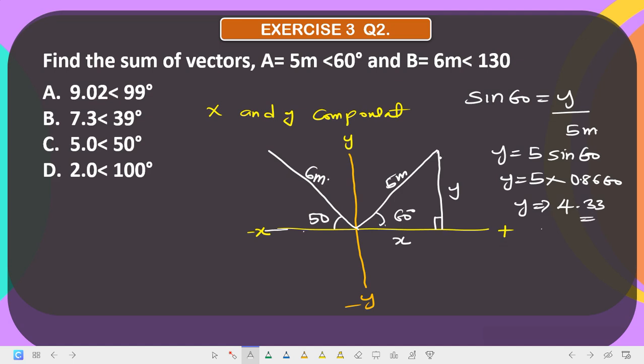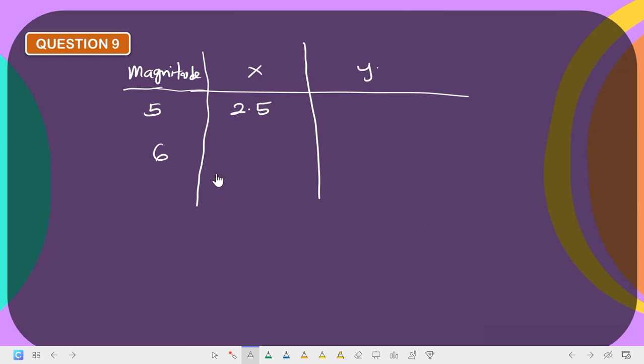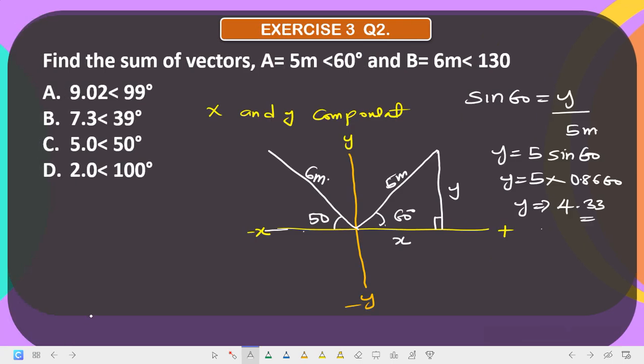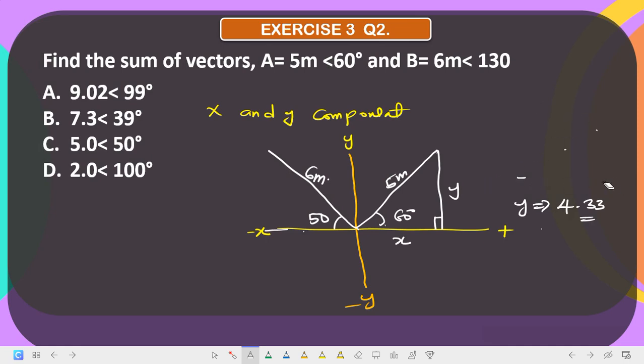So our y-axis is 4.33. Now, is it in the positive y-axis or negative y-axis? Of course, we know that this is on the positive y-axis. So we come here and say, for the magnitude of 5, our y-axis is 4.33. Okay, now let's go to the magnitude of 6 meters. How do we solve for that case?